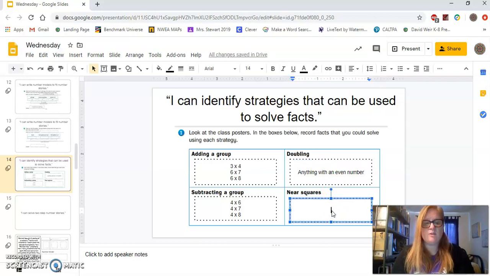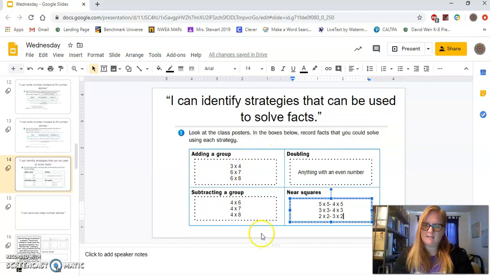Near squares. One of the only squares that I think that we have memorized is 5 times 5. Maybe we've got 3 times 3. Definitely have 2 times 2. But those are my squares. Those aren't near squares, right? So what is near 5 times 5 is actually 4 times 5 or 6 times 5. Near 3 times 3 would be like 4 times 3. Near 2 times 2 would be something like 3 times 2. So those would be some strategies that help you solve facts.